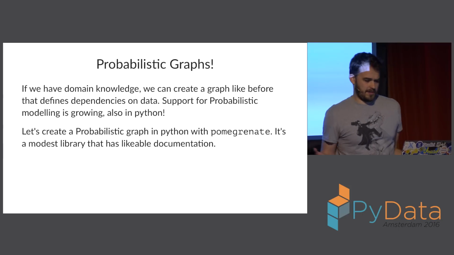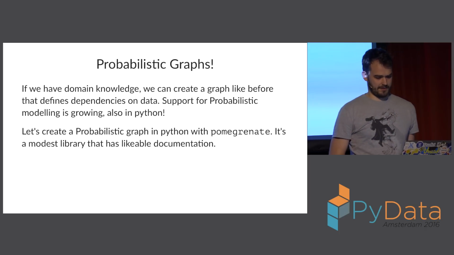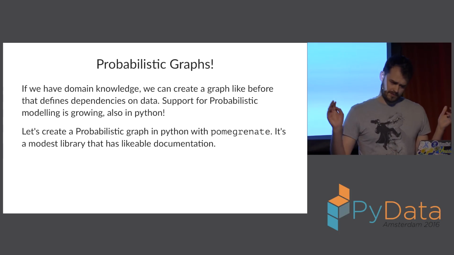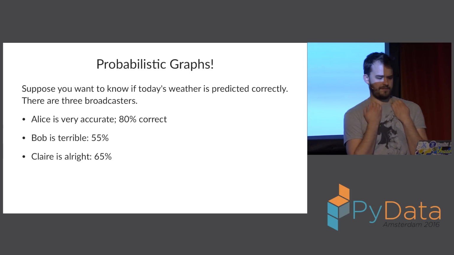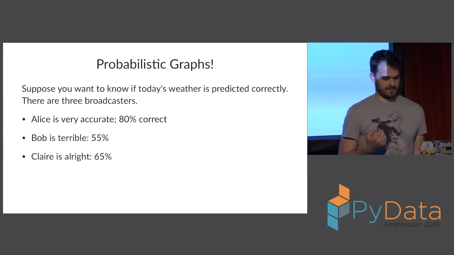So let's say I have some domain knowledge, and I'm going to think about a good graph-like structure that describes the situation at hand. So let's create one with this library called pomegranate. It's a library I found that's fairly new, but it does exactly what I want it to do. So let's assume that we want to know if today's weather is predicted correctly. And let's say that there are 3 broadcasters.